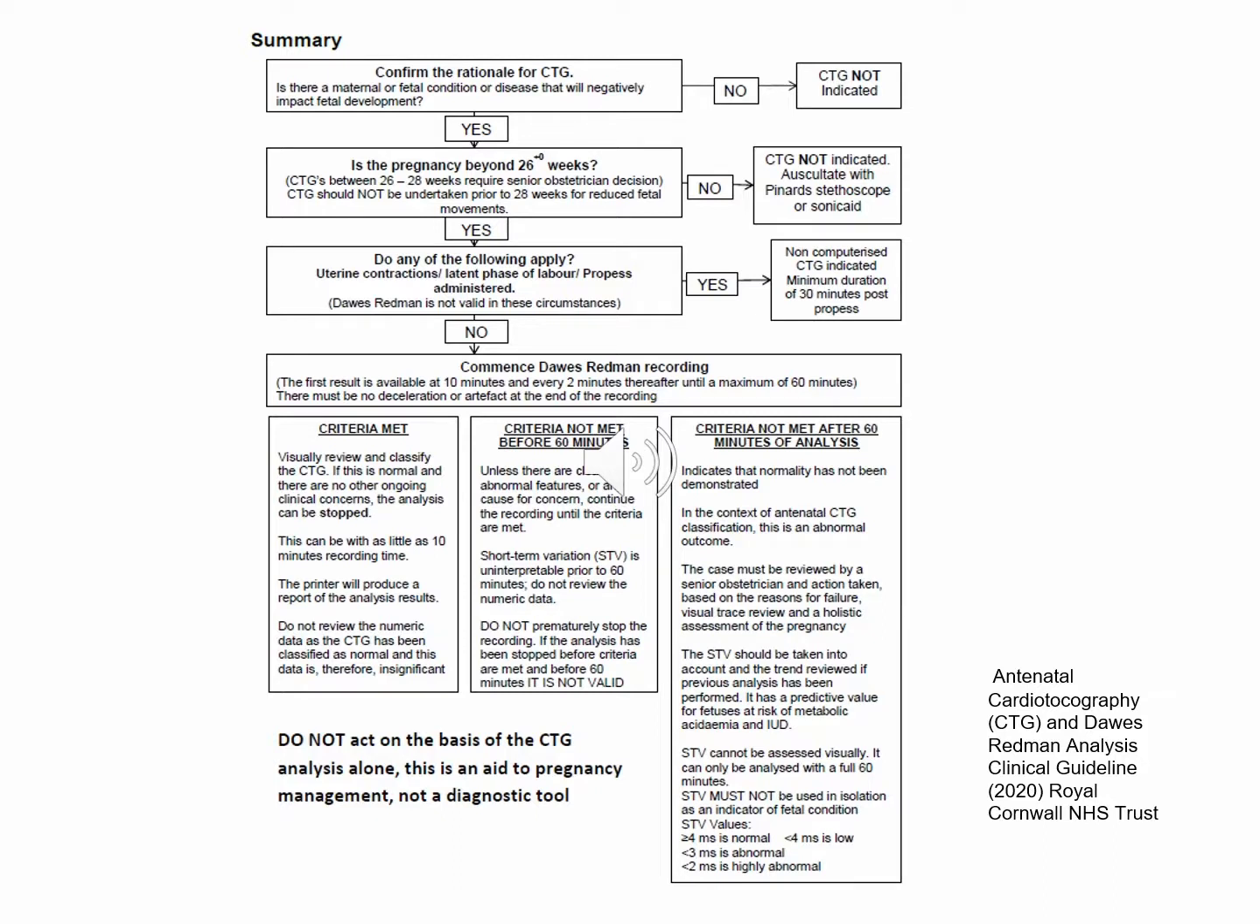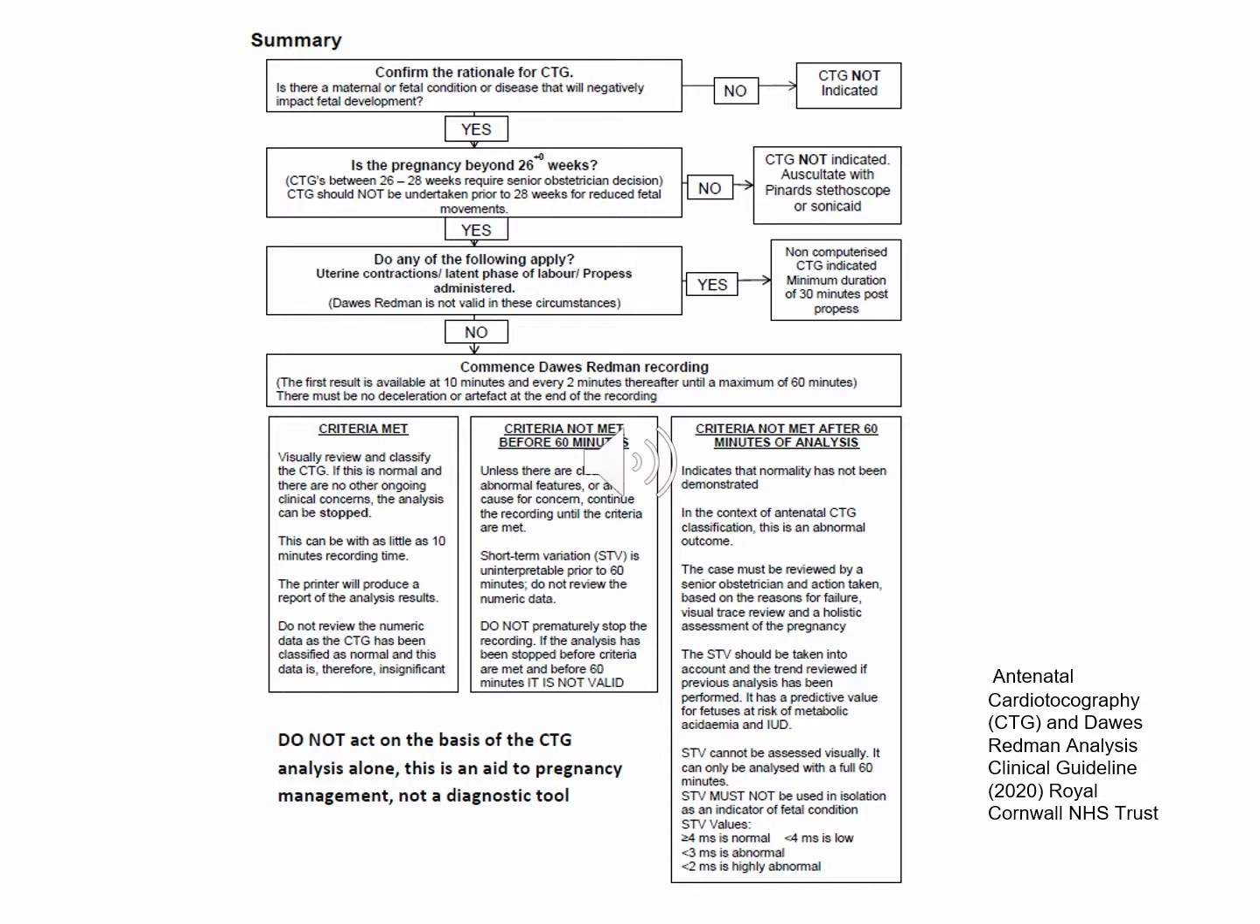To begin with, we would confirm the rationale for CTG. If a CTG is indicated, we then identify if the pregnancy is beyond 26 weeks, and if it is, then a computerized CTG or a conventional CTG would be used. We have to make sure that we rule out any presence of uterine contractions, latent phase of labor, or induction of labor. In these situations, Dawes-Redman criteria is not valid.